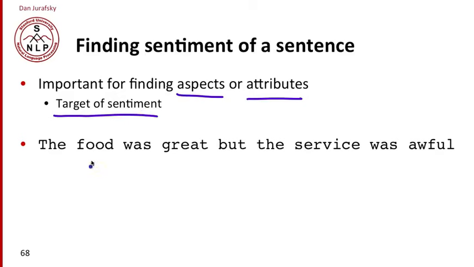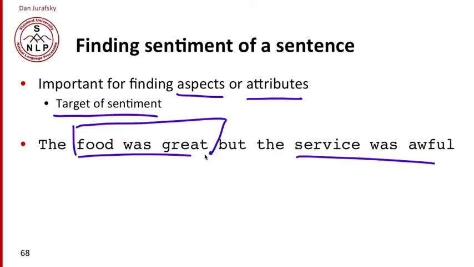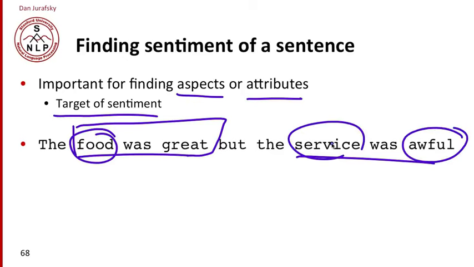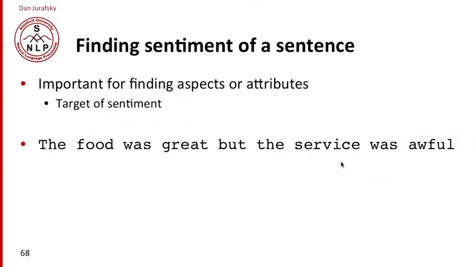So here's a sentence: the food was great, but the service was awful. This whole sentence doesn't really have a sentiment. It has a positive sentiment about food and a negative sentiment about service. So we'd like to be able to deal with this kind of micro sentiment where we have a sentiment about one attribute and a different sentiment about a different attribute or aspect.